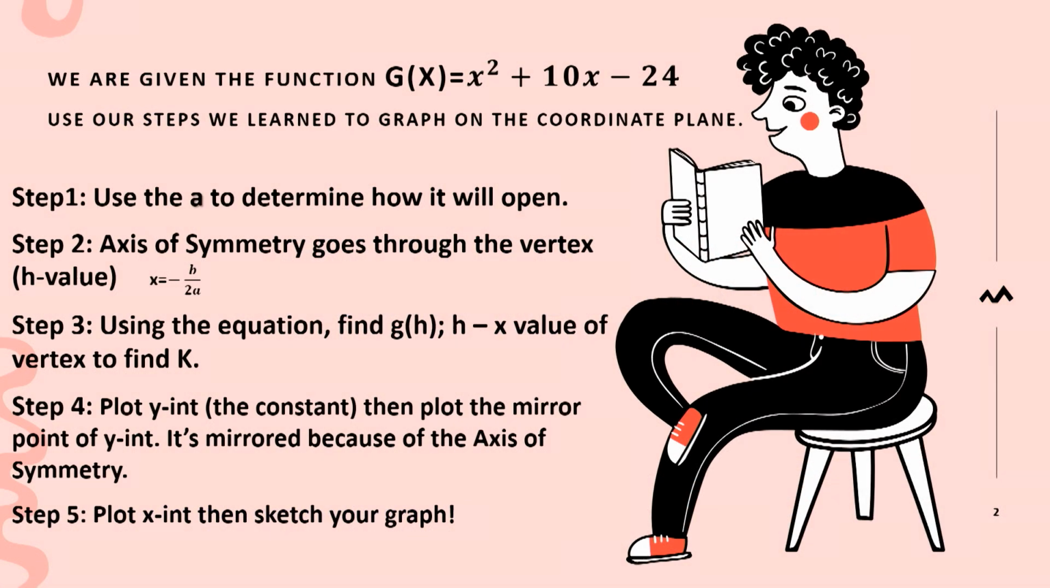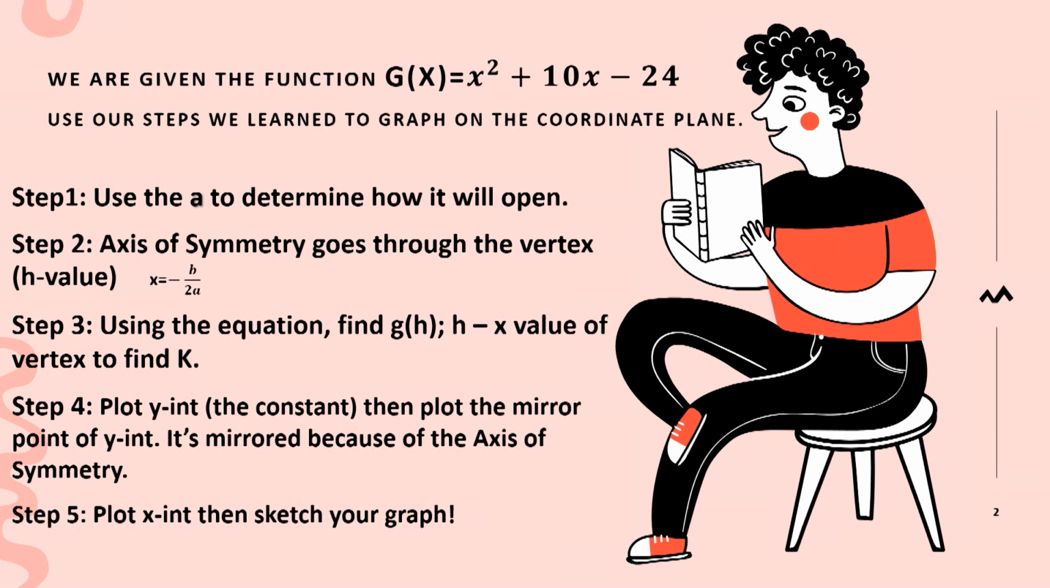Now, this is noteworthy. We are given a function, g of x, x squared plus 10x minus 24. And our steps that I have learned to graph on a coordinate plane: Step 1, we use A to determine how it's going to open up. We use our axis of symmetry, and we know that it goes through our vertex as my x value. Now, to find that x value in my function, I use opposite of b over 2a, or negative b over 2a. My third step, I'm using the equation.